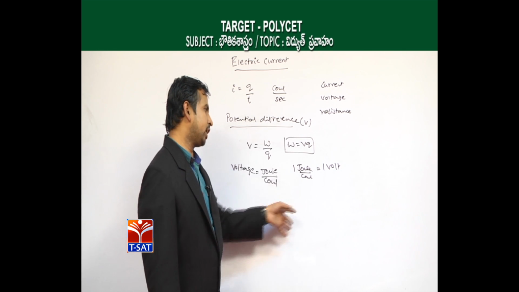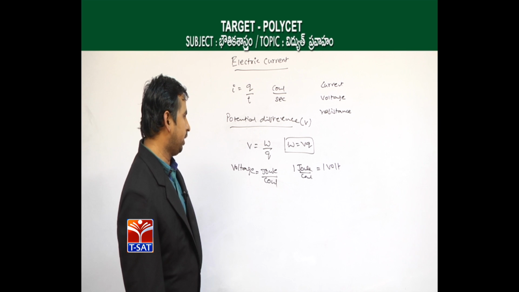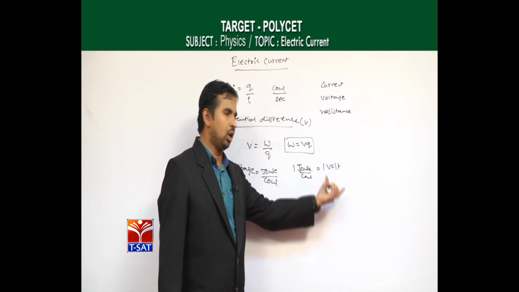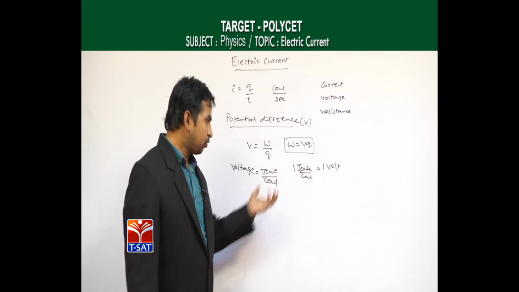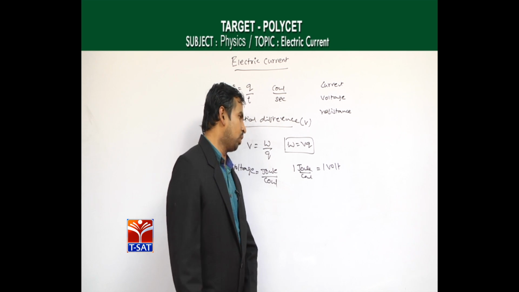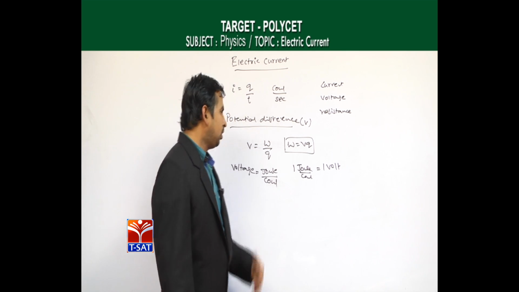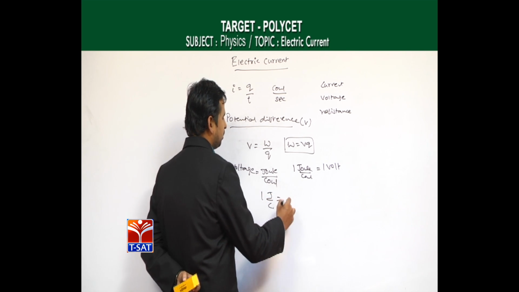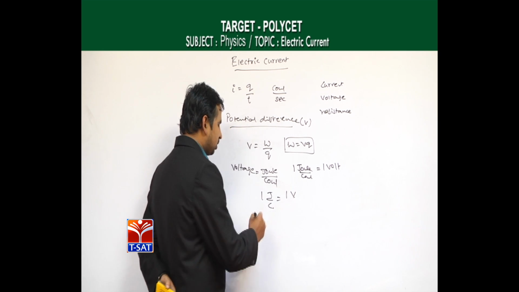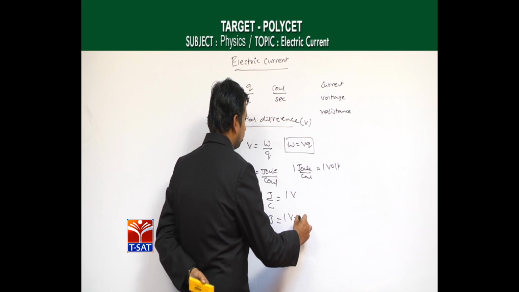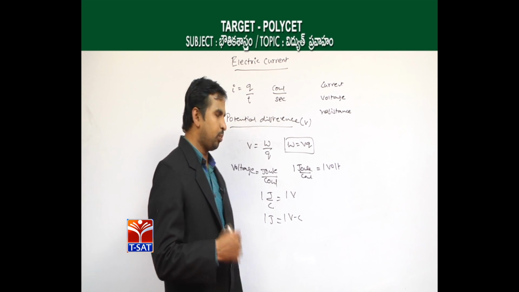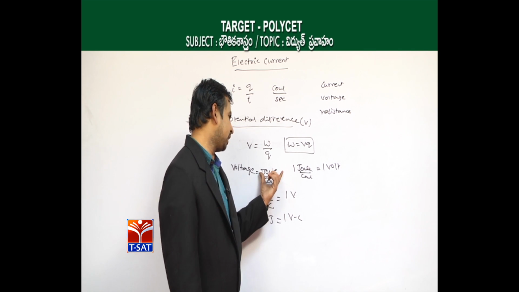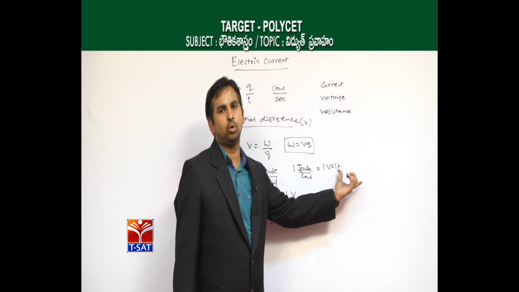So for voltage also we have two different units: one is joule per coulomb, and another is volt. Joule per coulomb or volt, both are the same. From this you can write 1 joule per coulomb is equal to 1 volt, or 1 joule is equal to 1 volt coulomb. Depending on the given case, we have different units for voltage: in terms of work we can write joule per coulomb, or directly volt.